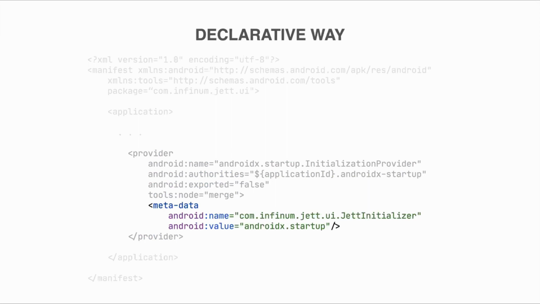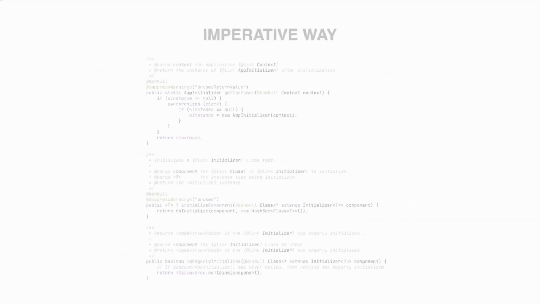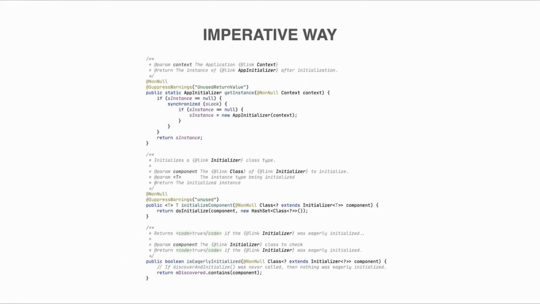It has two attributes. It has a name attribute, which is the fully qualified name of your own initializer, and it has a value, which is basically just androidx.startup every time. So this is basically the only thing you need to have. You have to have your own implementation of an initializer, and you have to put in the fully qualified name of that initializer.